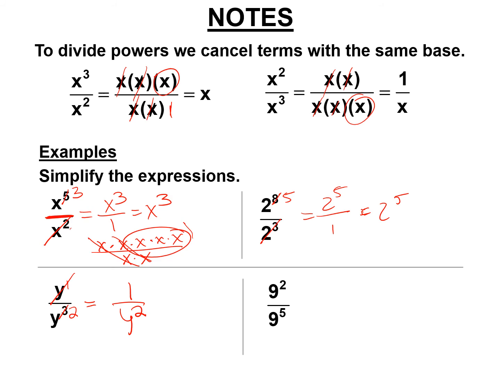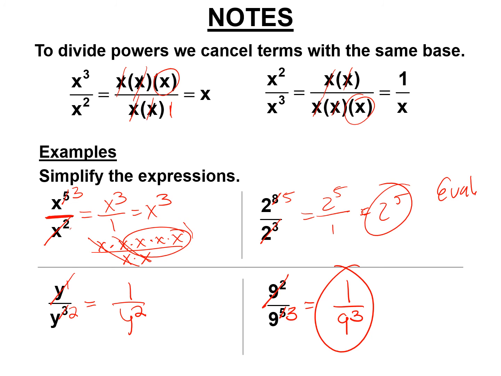So again, you treat that like x or y. So the 9 times 9, the 9 squared goes away. 5 minus 2 is 3. And this is 1 over 9 cubed. That's all you have to do. Now, if I say go evaluate it, right, this says simplify. You are done. You don't have to do any more work.